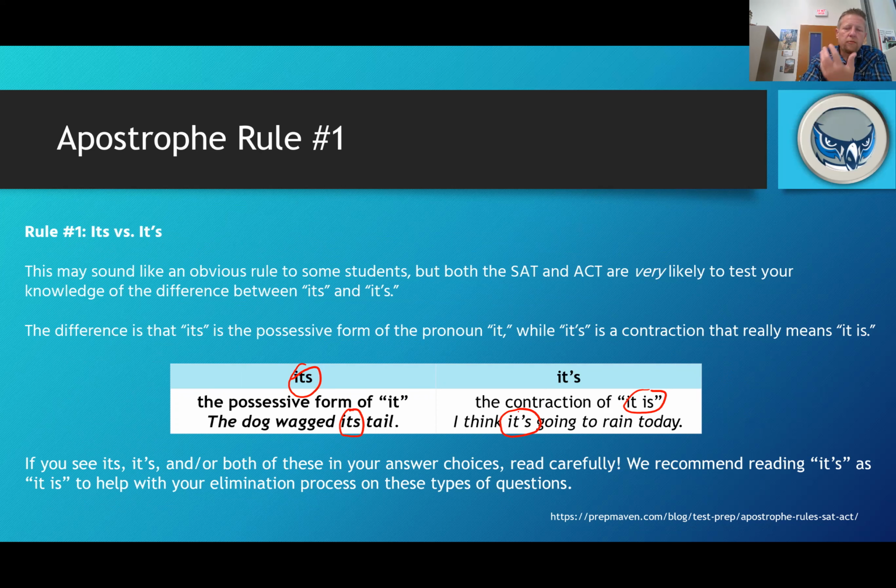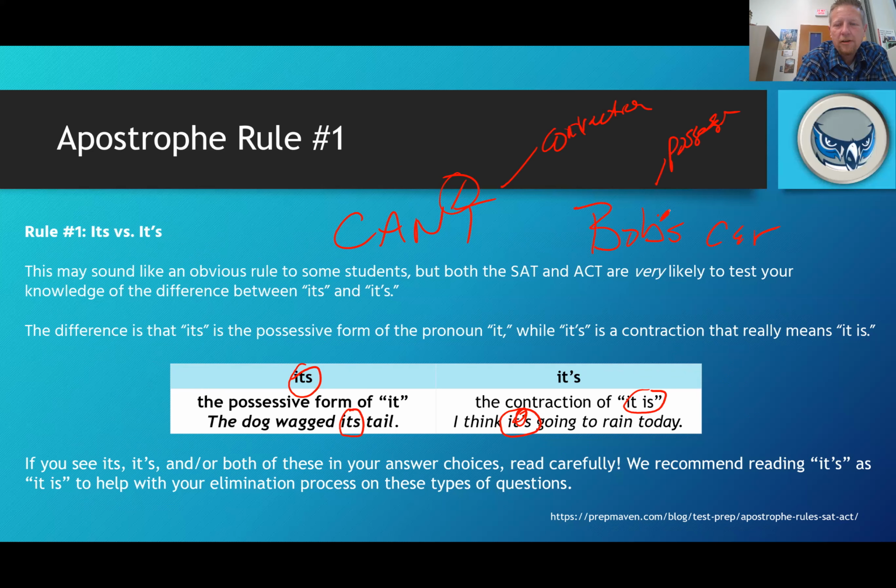The problem with this, and the reason why it's tough, is that if you have a word like can't, we have learned that cannot can be shortened with a contraction. And that's what we're doing down here with it's with a contraction. But its without the apostrophe is possession. But the challenge is, if you want to say it's Bob's car, you're going to use this apostrophe. So apostrophe can be used for contraction, but it can also be used for possession.